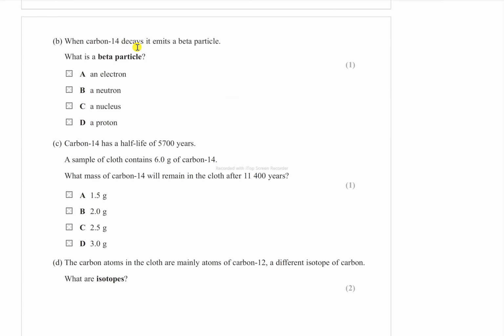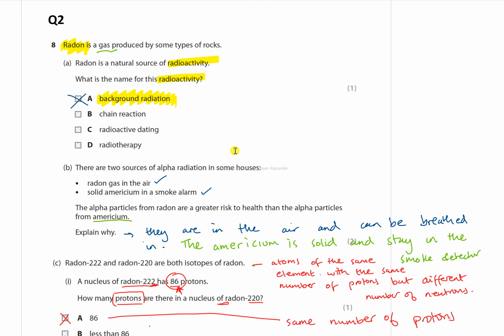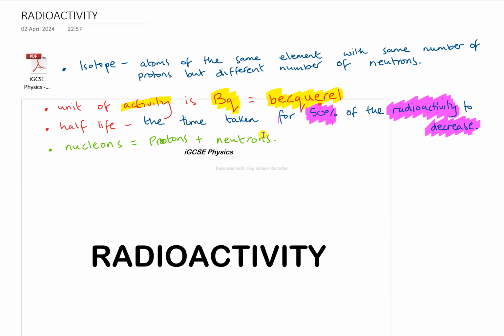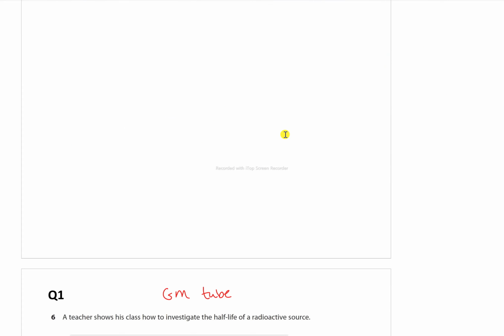When carbon 14 decays, it emits a beta particle. What is a beta particle? It is an electron. So let's write that down. Isotopes are already there, so that saved us writing that. So we're writing a beta particle equals an electron. Okay, got that. Happy with that.